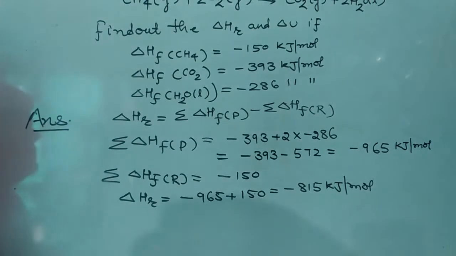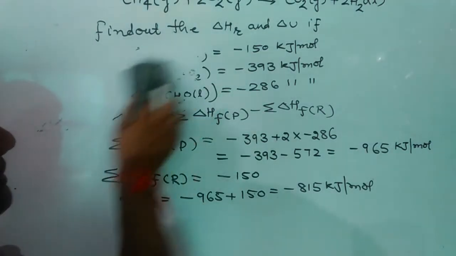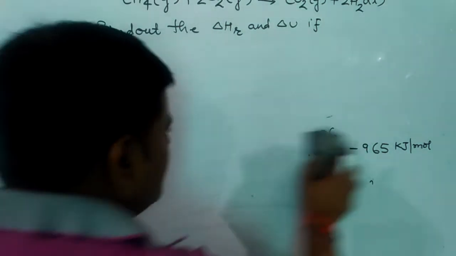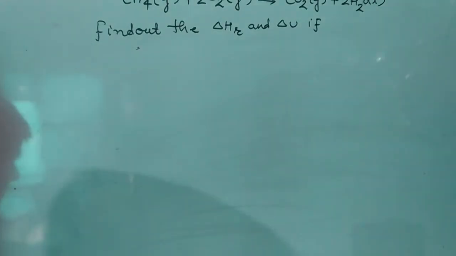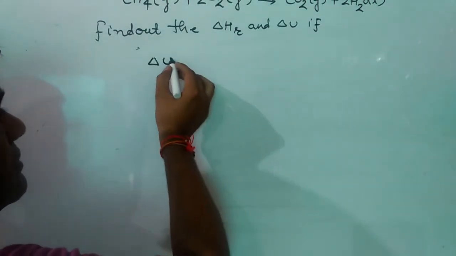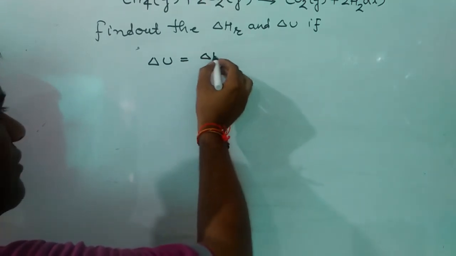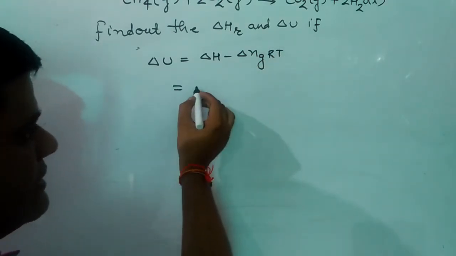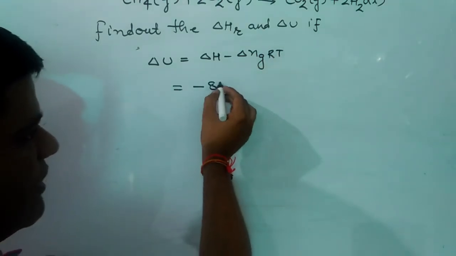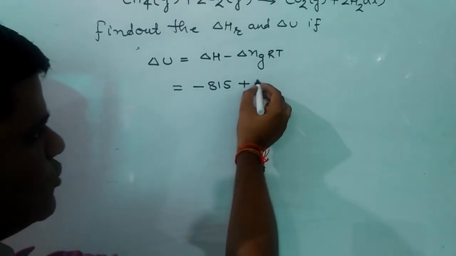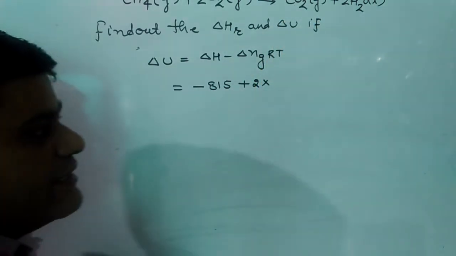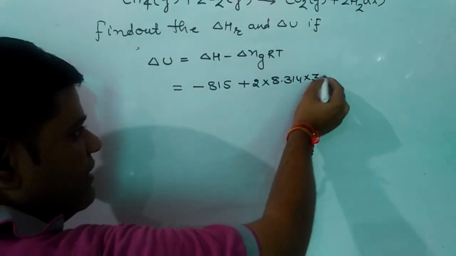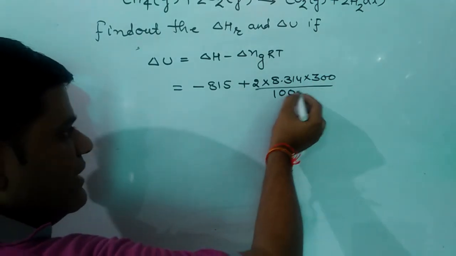Now we have to find out the internal energy change at 27 degrees centigrade. For that, we can apply the formula delta U is equal to delta H minus delta n g RT. Delta H is given, that is minus 815, minus plus 2, because the number of gas moles in product minus reactant is more. R is 8.314, temperature is 300, and if you want to convert it into kilojoule, then divide by 1000.